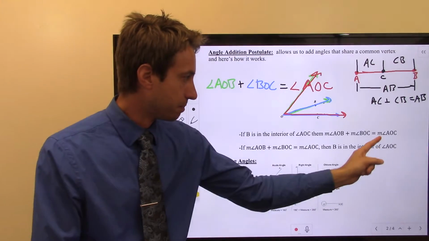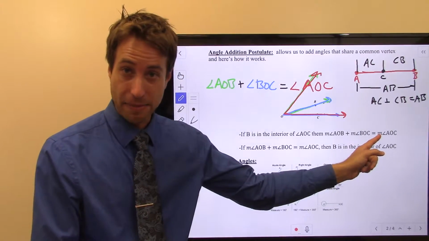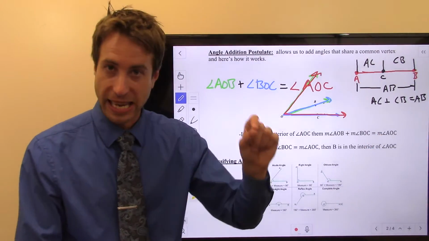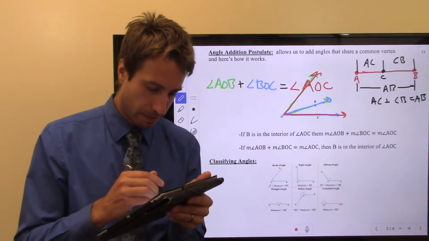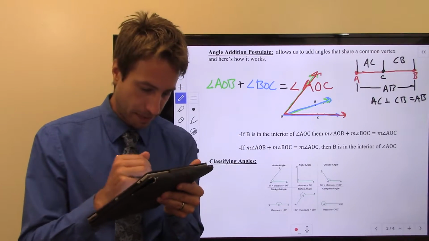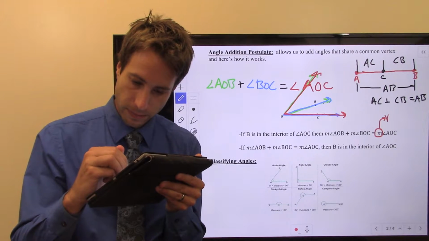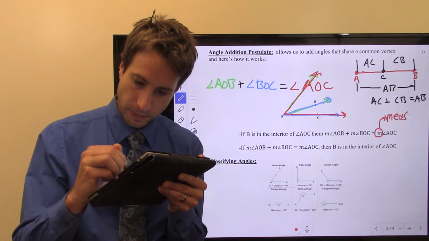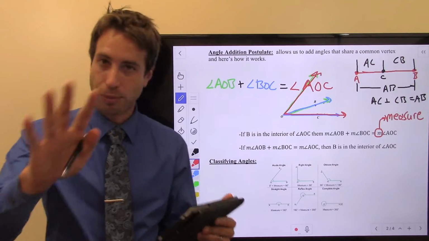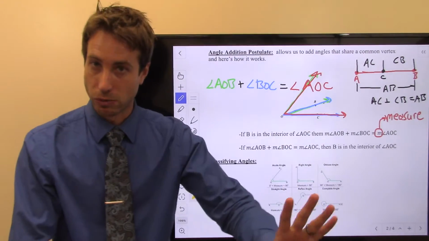And again, that's fine. Go ahead and add that measure in there if you want to. Just the lowercase m means measure. In fact, let me write that. In fact, probably from now on what I'll do is I will write that.